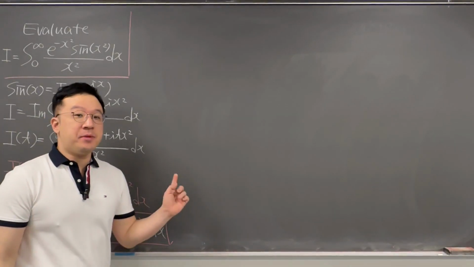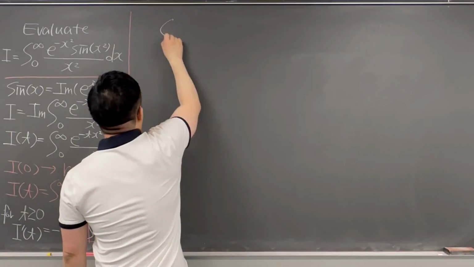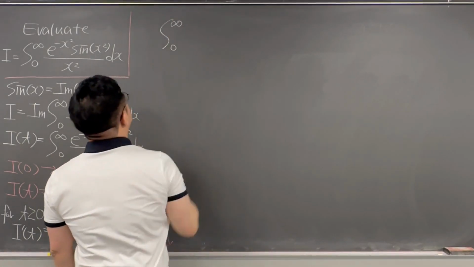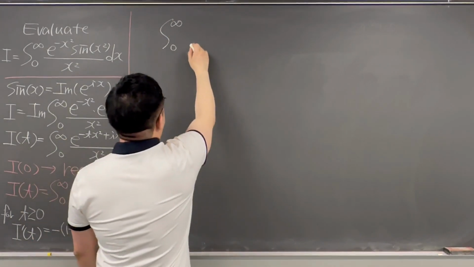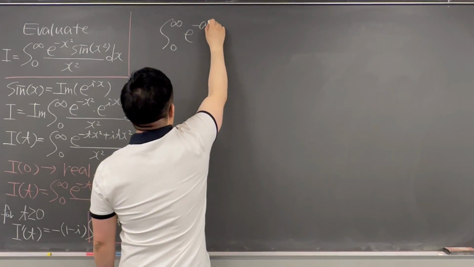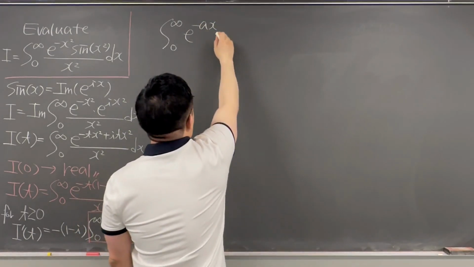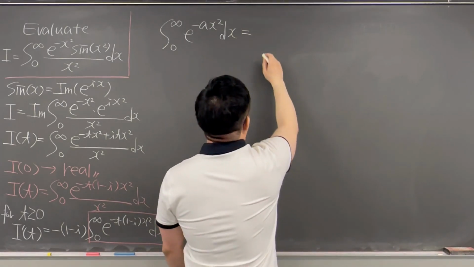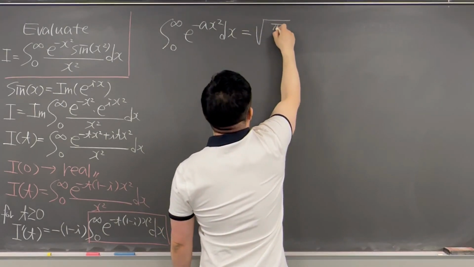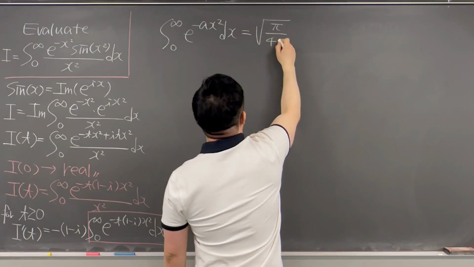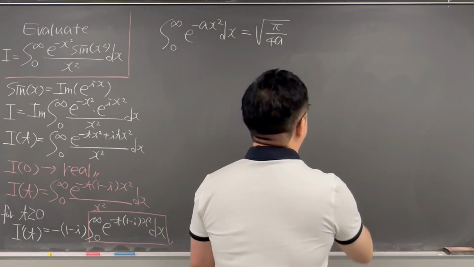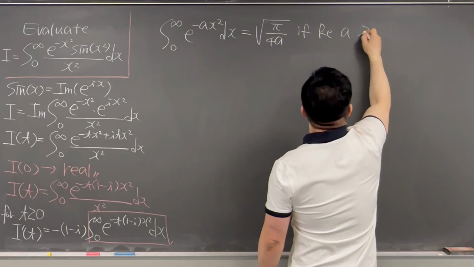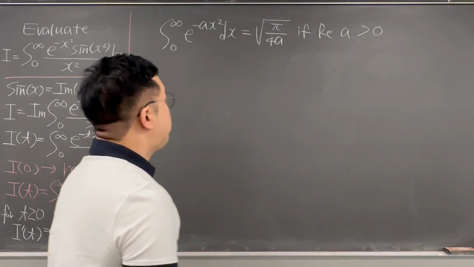Okay, then let's talk about something useful. So this integral from 0 to infinity, and your integrand is e to the power of, say, negative a times x squared, and dx. The value of this is going to be the square root of pi over 4 times a. But this is only if the real part of a is greater than 0.